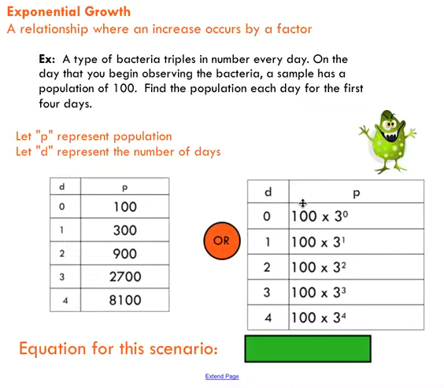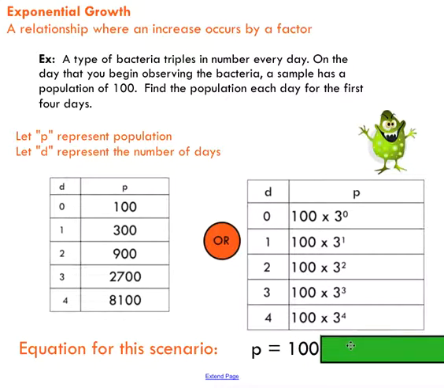So this table is really equivalent to this first table here. But the reason that I'm writing it this way is so that I can come up with a general equation for this scenario. We know that we have this initial population of 100. Our equation is going to be representing population. So we can say our population is going to be 100. We start with 100, but we're going to multiply by our tripling factor to the power of the number of days that we're interested in.